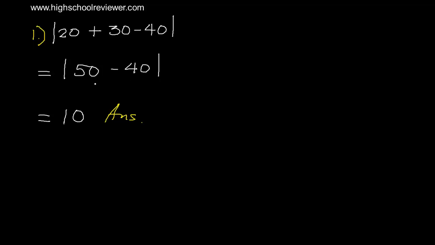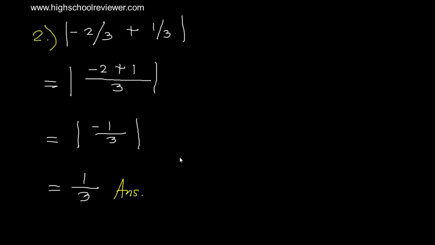And then this will now be the absolute value of 50 minus 40. And perform 50 minus 40, that is 10. So the absolute value of 10 now is the number itself disregarding the sign, and this is 10. 10 is our answer to our first question.